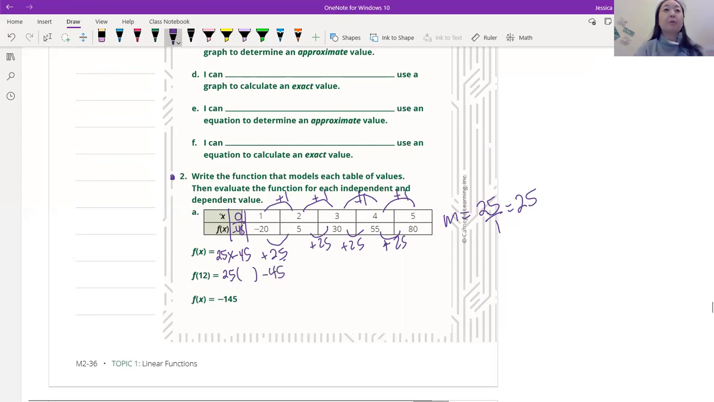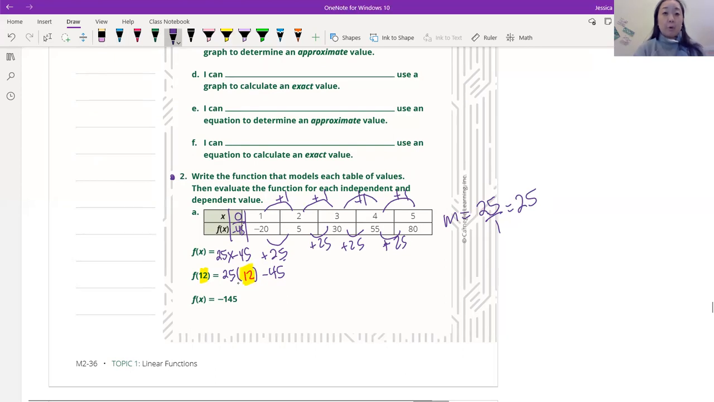So instead of x, what are we going to put in? We're going to put in 12. Let's see if we can color coordinate this. Whatever's here, I'm going to put in here. So whatever you see replaced for x here, you can replace for x there. All right, let's figure this out then.